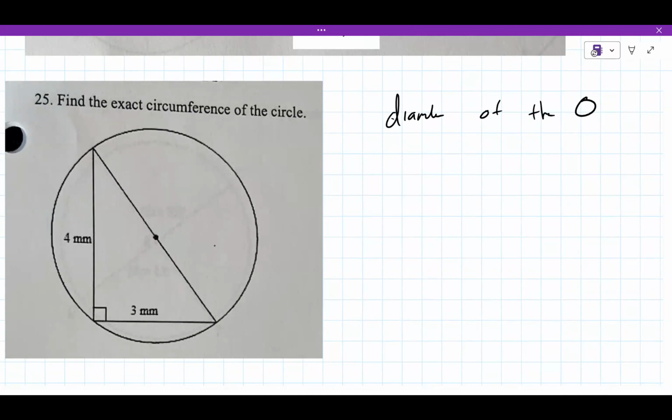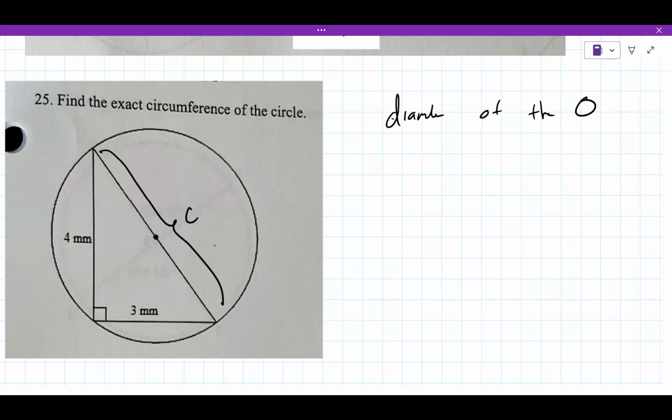Wait, how did you come up with 7? Because this whole is unknown. Oh, sorry. Let me redo that. 4 squared is 16 plus 3 squared, which is 9. 16 plus 9 is 25. And then I would just square root 25, which is 5. Sorry, so 5 is c.